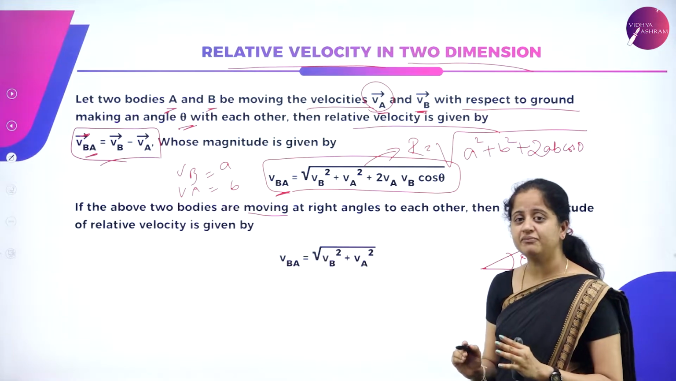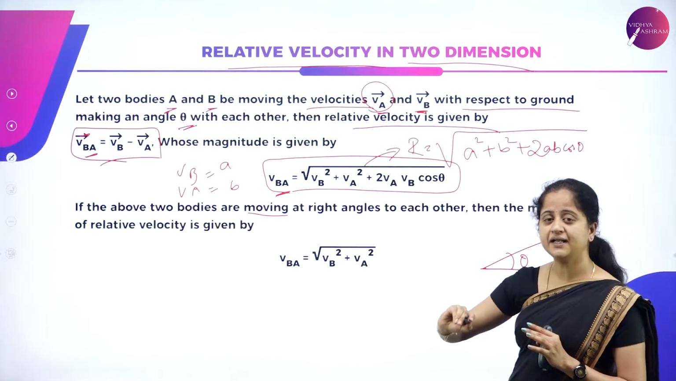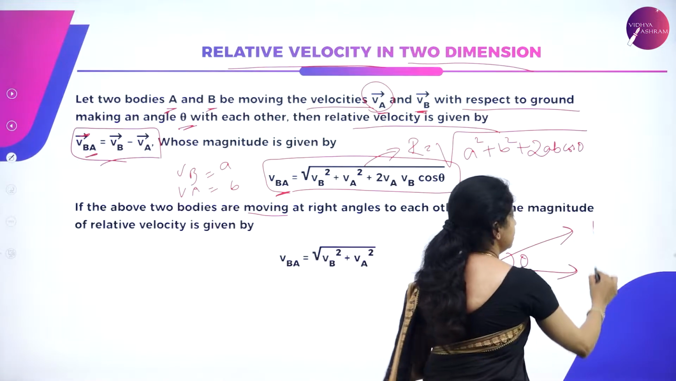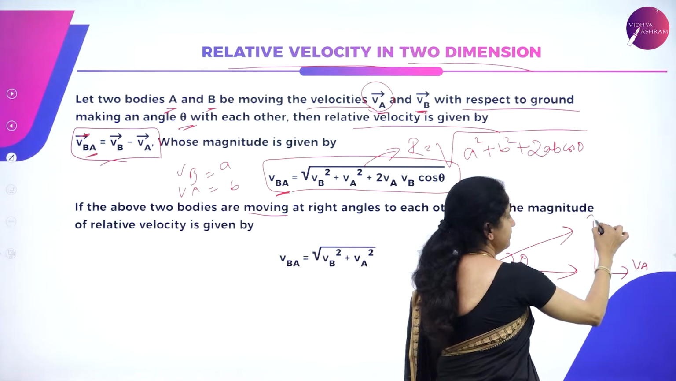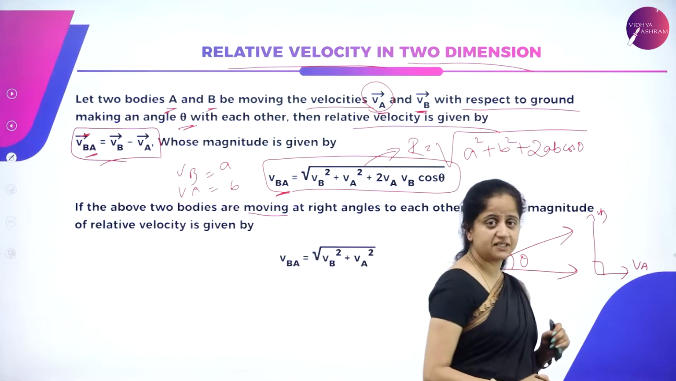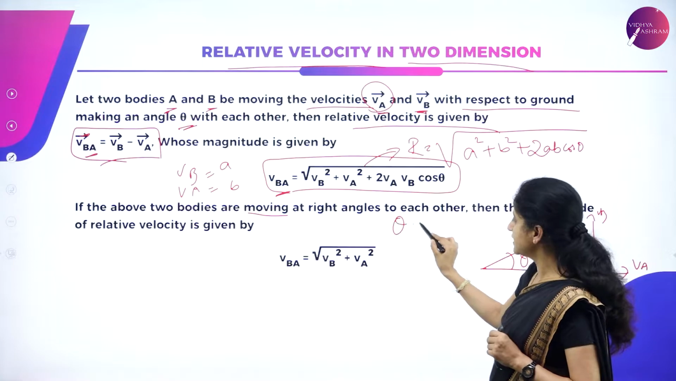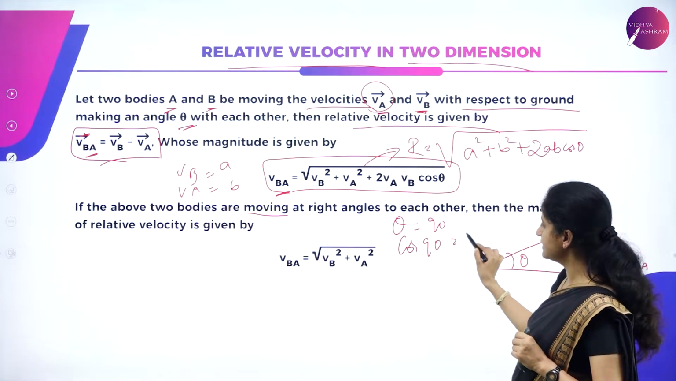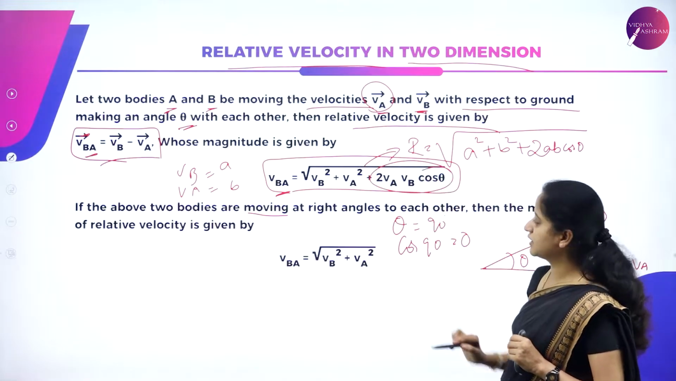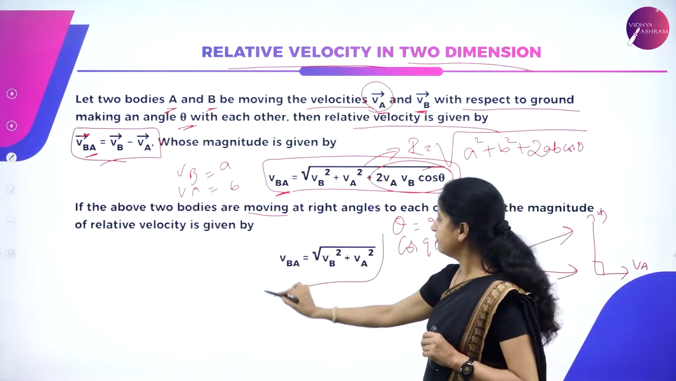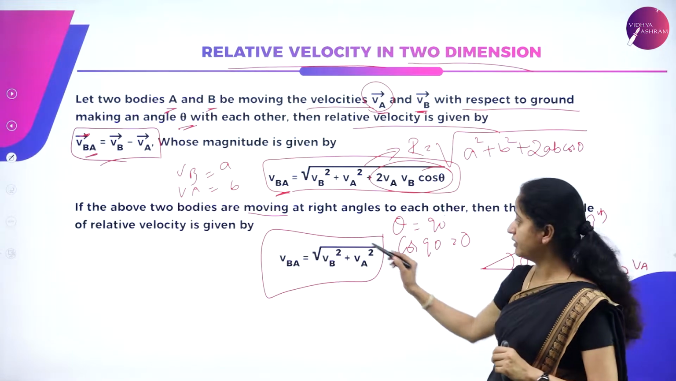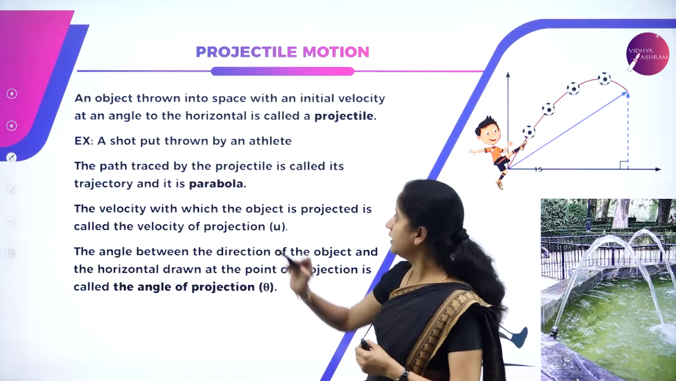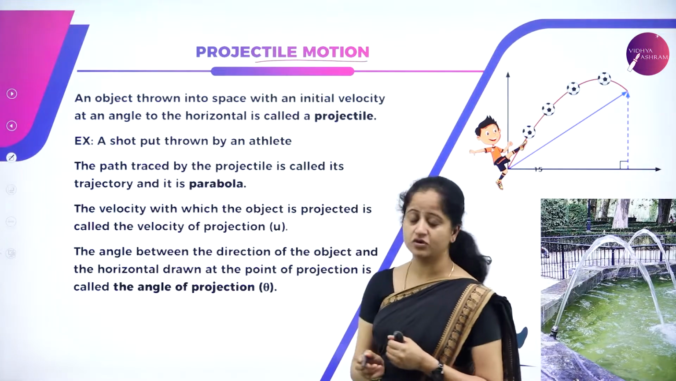So what if the bodies are moving at right angles to each other? If VA and VB are at right angles to each other, then the value of theta is equal to 90. So what is the value of cos 90? It is 0. So this entire term becomes 0 and we remain with VBA = root of (VB square plus VA square).